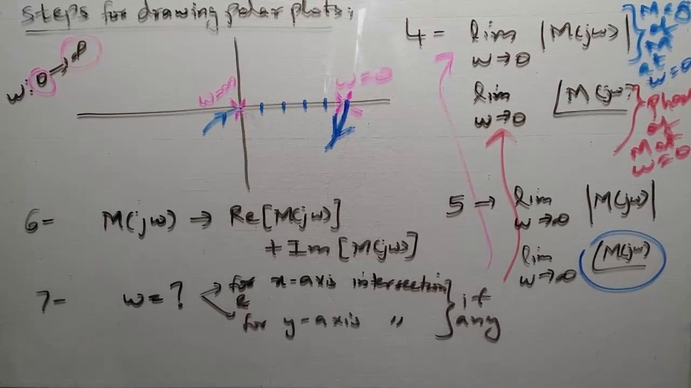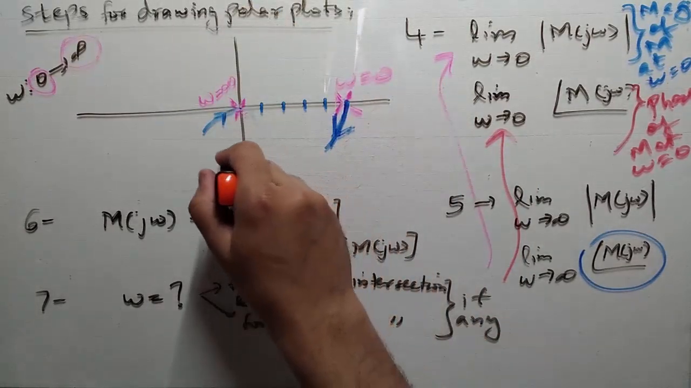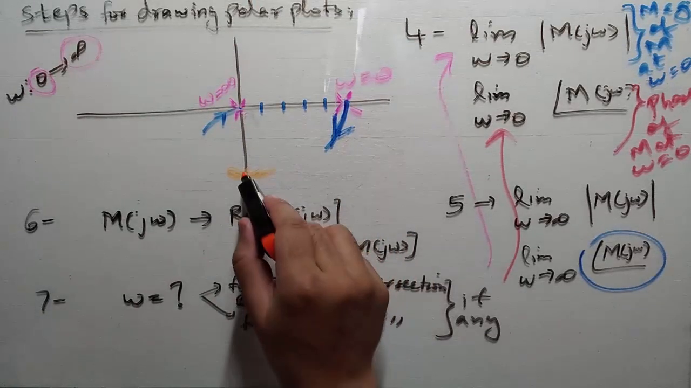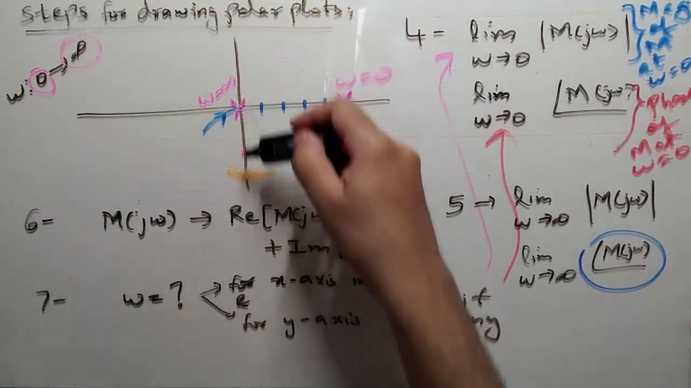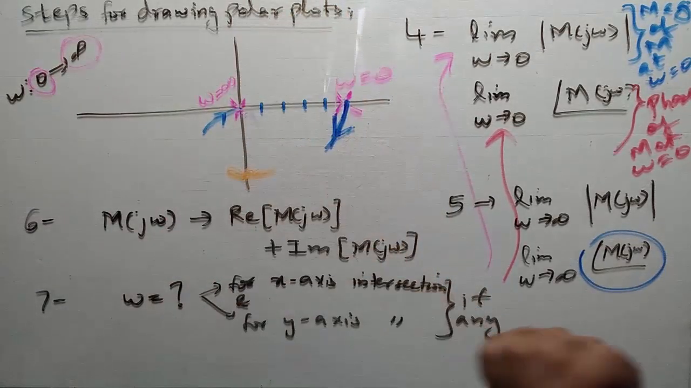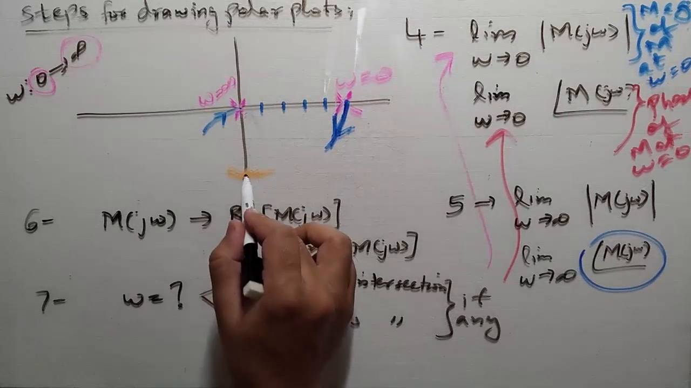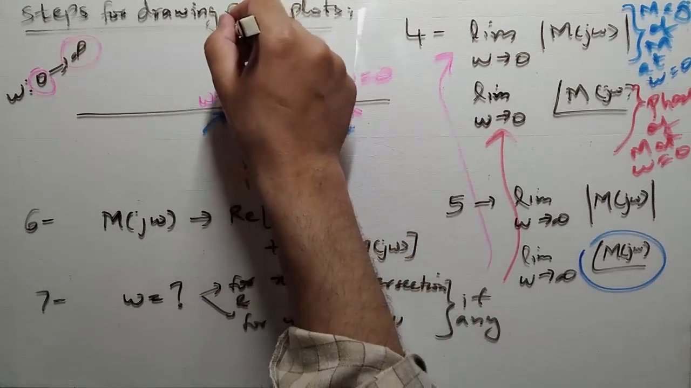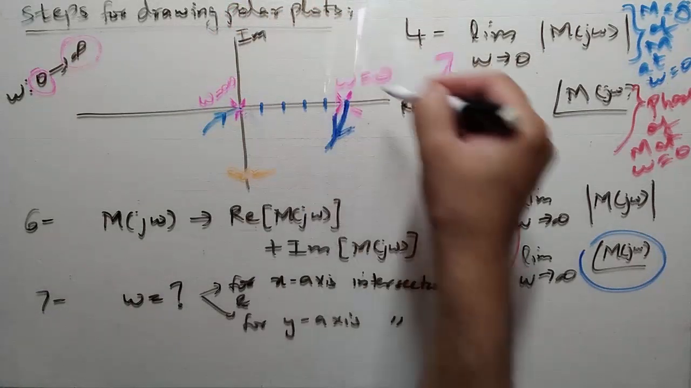So in order to compute the intersection with the real axis or the imaginary axis, let us assume that for intersection of the curve with the imaginary axis at this point, we know that the real part of this mj omega at this particular point is 0, because this is completely imaginary. So we'll be having only expressions of terms like j of, let's say, x. So in order to compute this particular point, which is the intersection with the imaginary axis, I forgot to mention the imaginary and real axis. So this is the imaginary axis, this is the real axis.